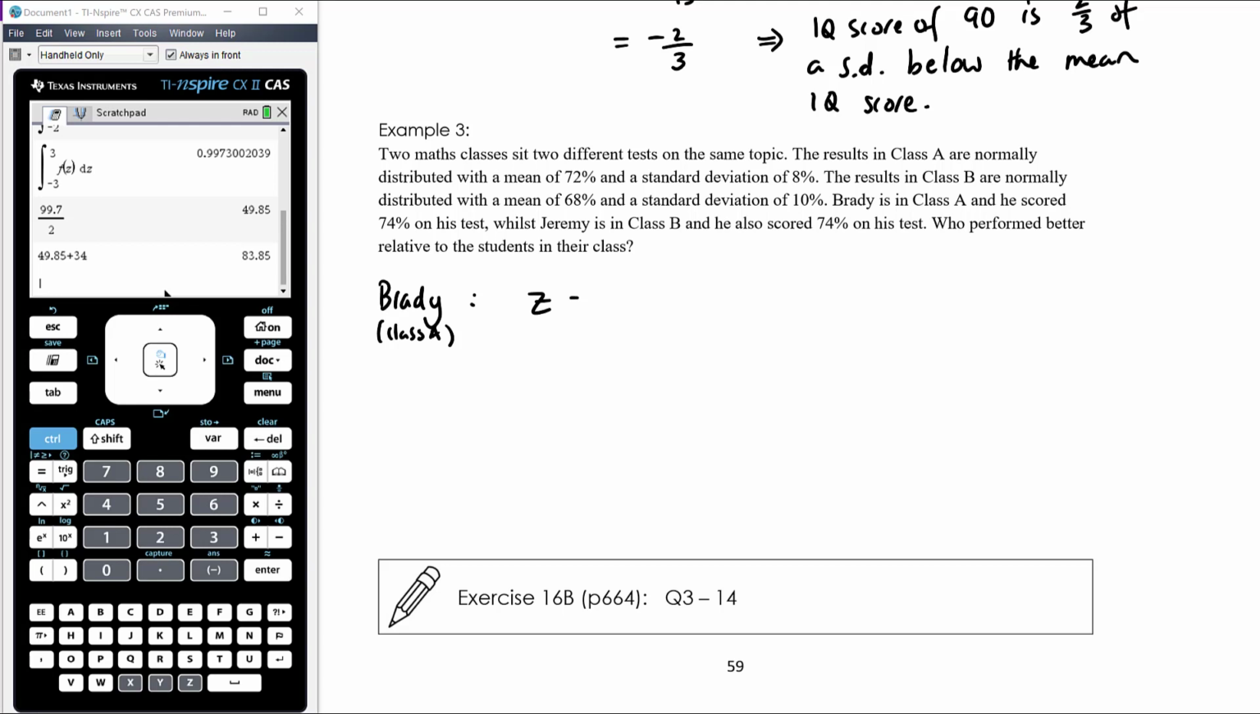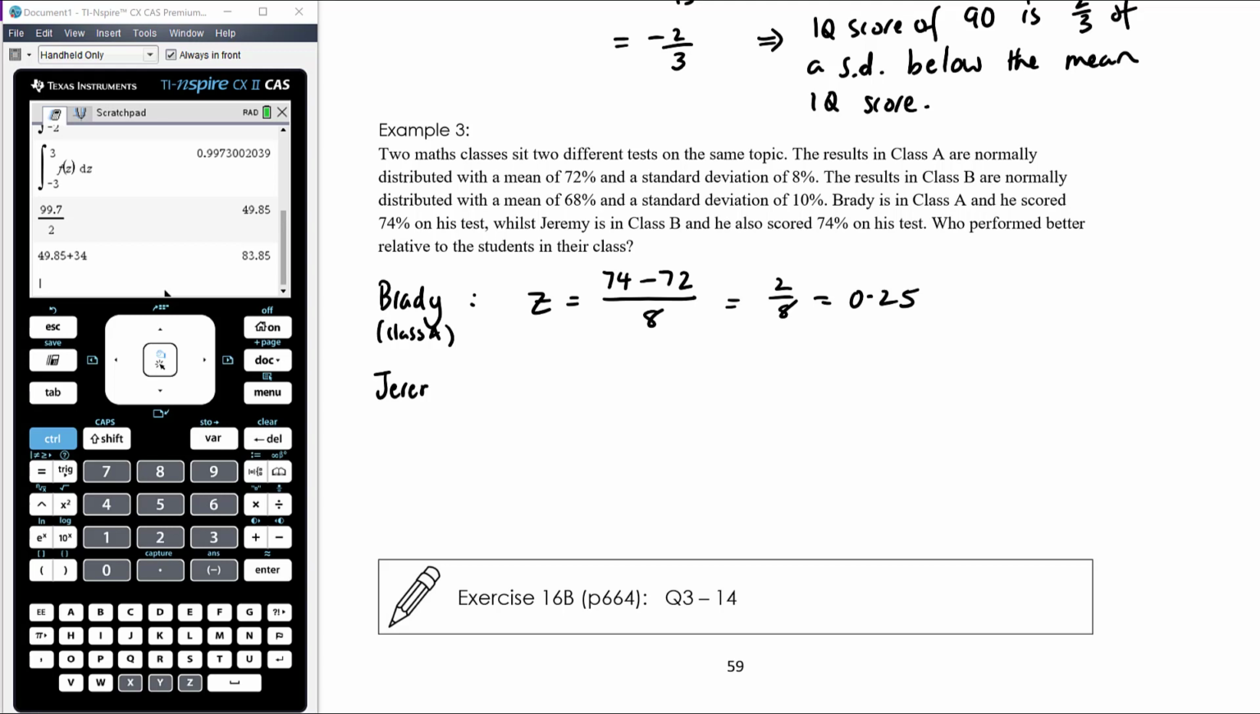So his Z score is going to be his actual test score, 74, minus the mean of his test, which was 72, over the standard deviation of his test, which is 8. Okay, so that's going to be 2 on 8, so that's going to be 0.25. So he scored 0.25 of a standard deviation above the mean of his class.